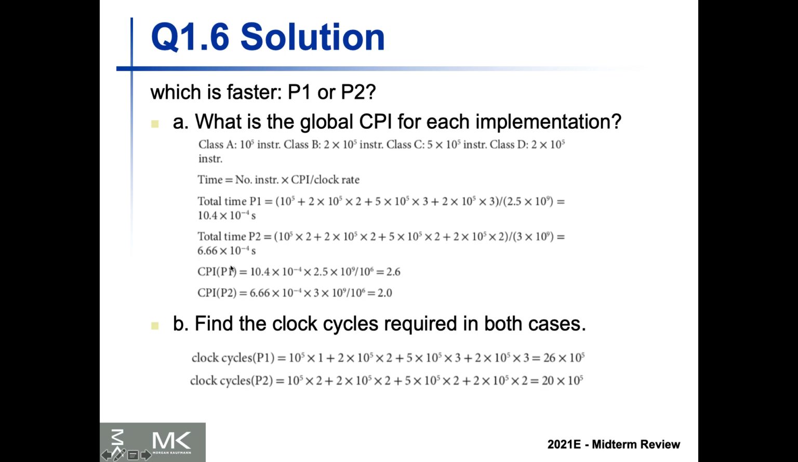6.66. So easily, when you have the total time for the processors, you can find the CPI. It's just a matter of multiplying this number by 2.5 and 3, and 10 to the power of 9, because of the gigahertz. So you're going to have two CPIs, one for P1, one for P2. CPI P1 is 2.6, CPI P2 is 2. So which is faster?